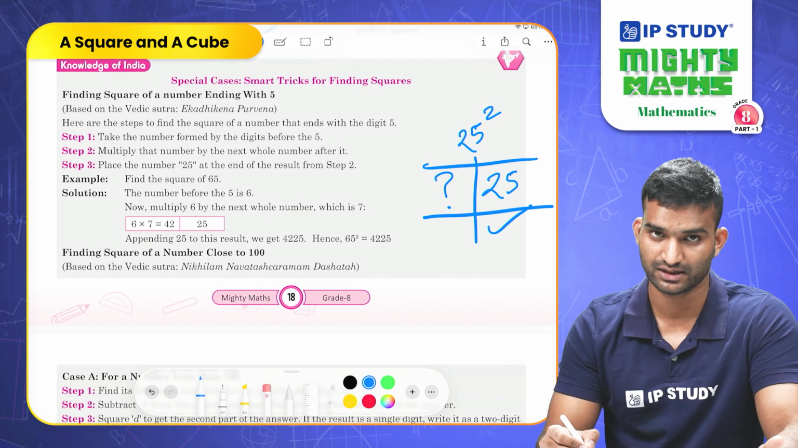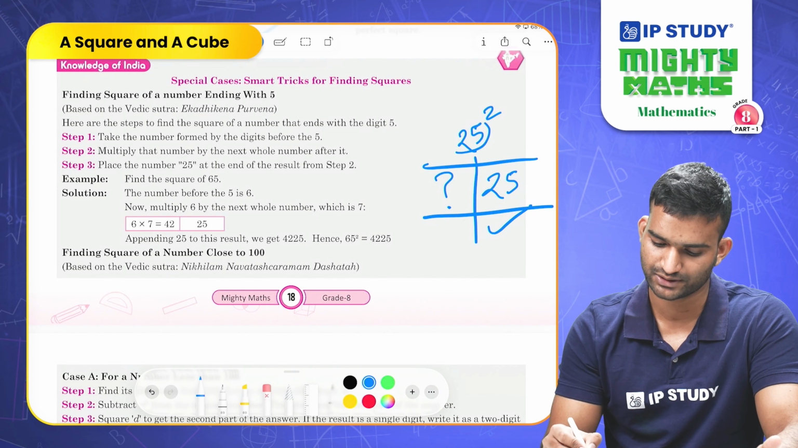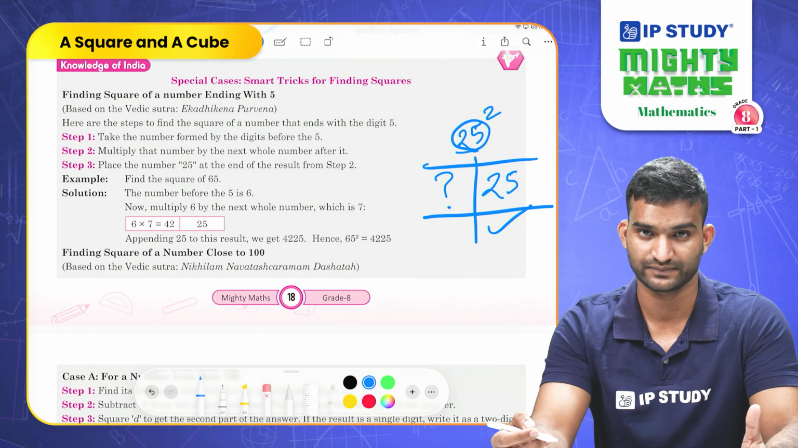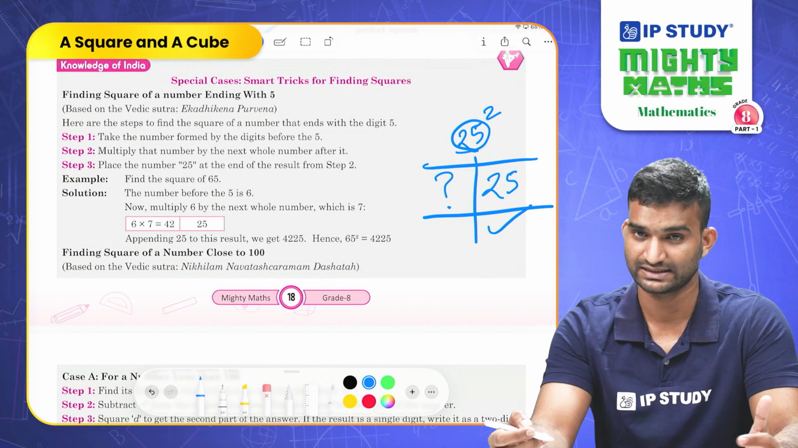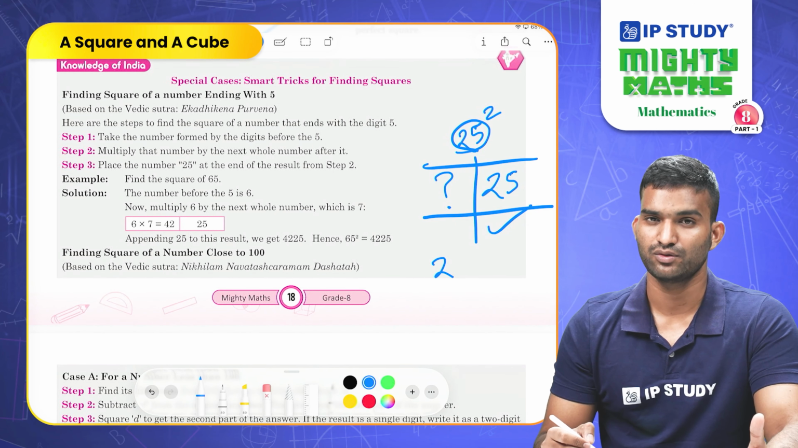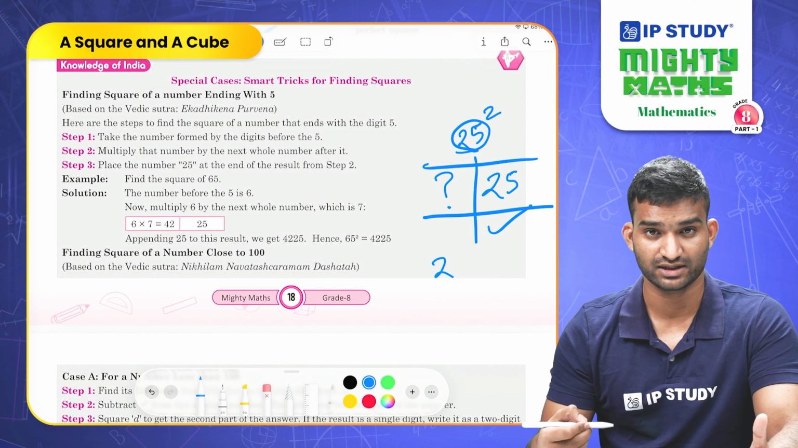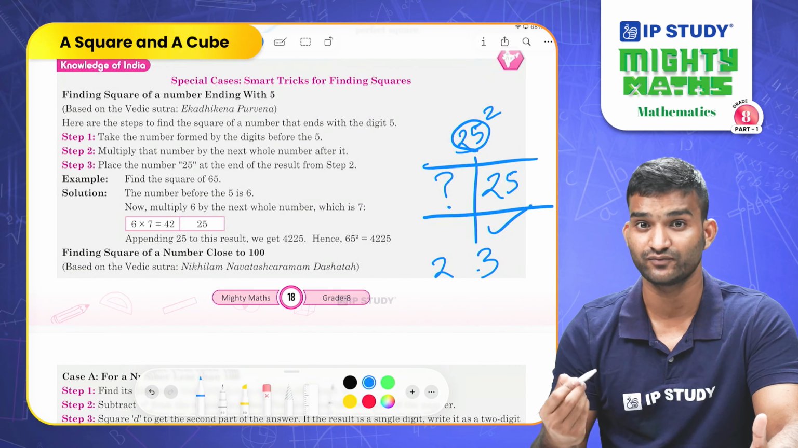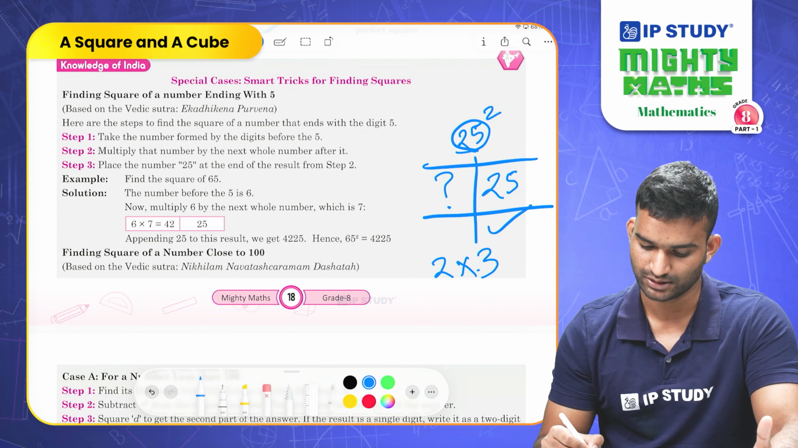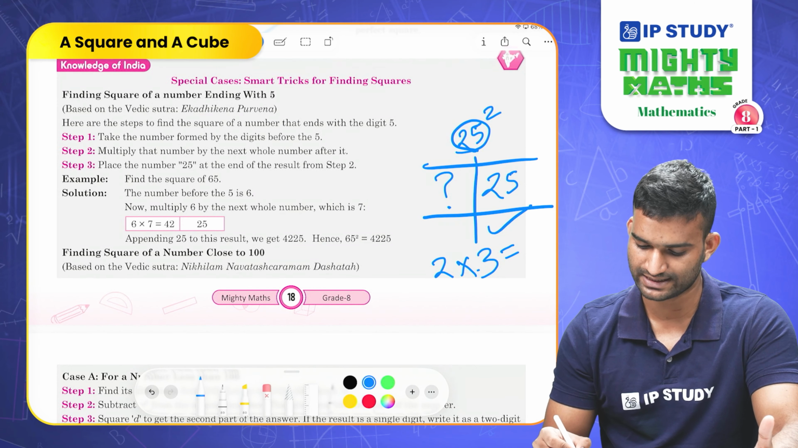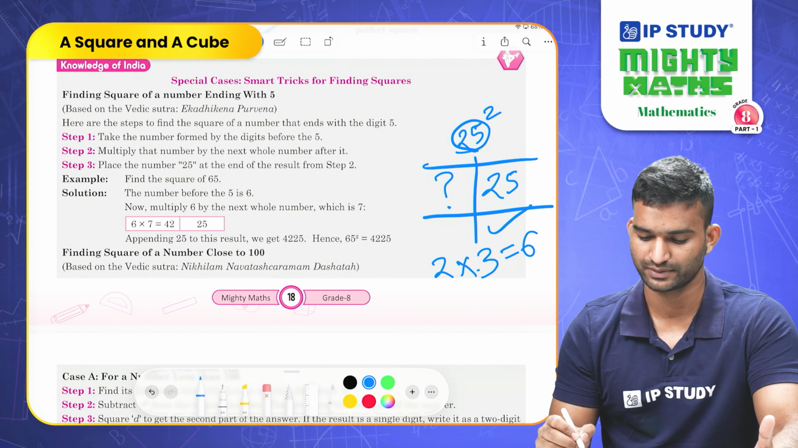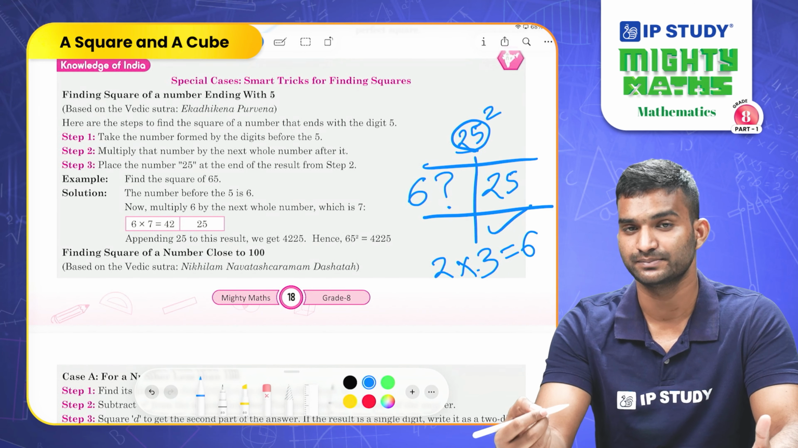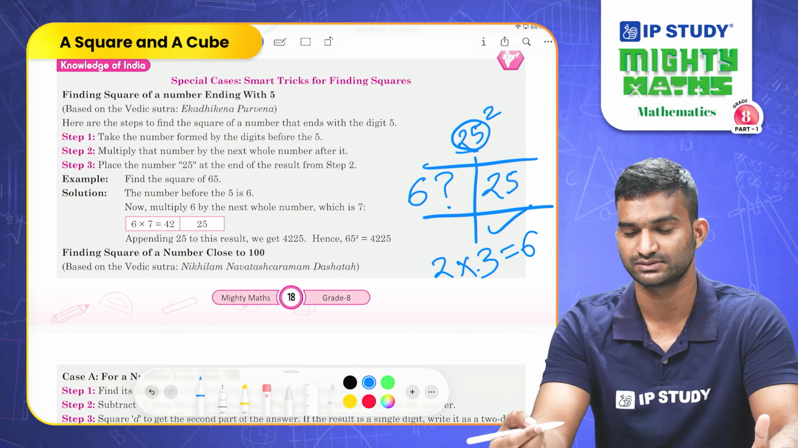For this part, firstly, we look at the number 25. We need to see the number which comes right before 5. In this case, it is 2. Now we take the number that comes right after 2. In this case, it is 3. We multiply these two numbers. So 2 cross 3 is 6. So this is the number we were looking for. So our square number will be 625.